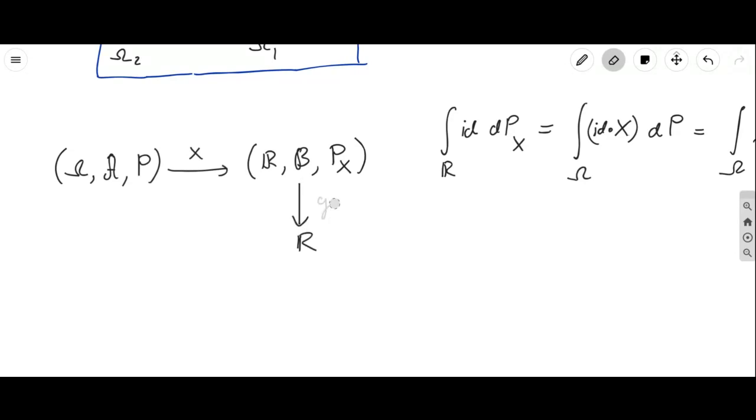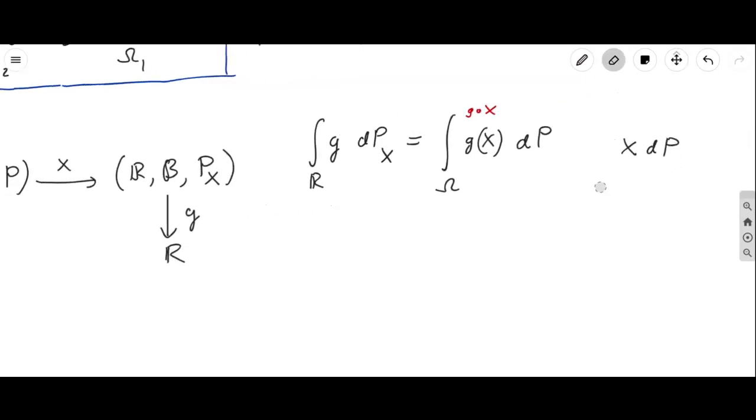So if you want to integrate g, that would be the same thing as doing this composition, doing this followed by this, which we could just write maybe as g of x like this, or if you prefer, you can write g composed with x, but g of x. So that's the way you can write that. Yeah, so that's the change of variable theorem. Okay, so this is the way that this works.